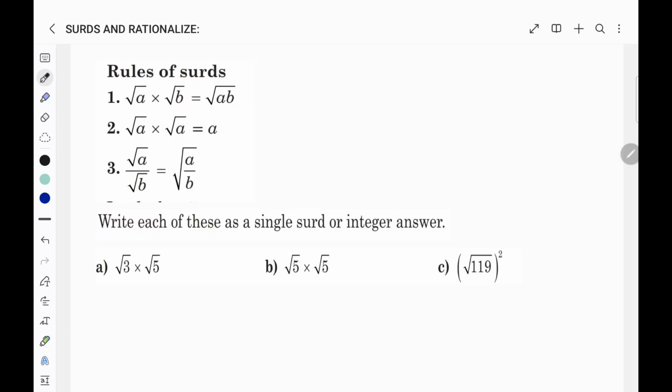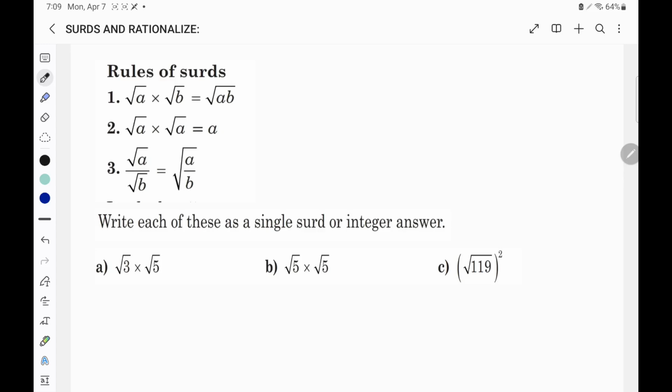Hello everyone. Today we are doing surds and rationalize. Actually, surds are irrational numbers that can't be simplified into exact decimals, like square root 2 or square root 5. This topic's syllabus includes more focus on simplifying, rationalizing denominators, and combining surds in algebraic expressions. This is a new topic for 4024 O level syllabus, but 0580 IGCSE students were doing this topic.